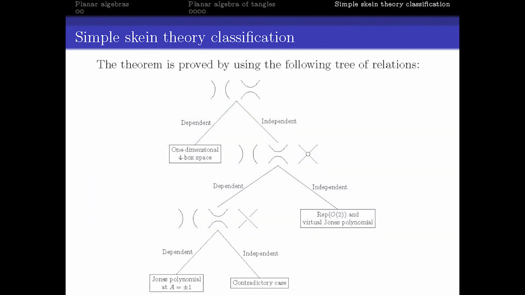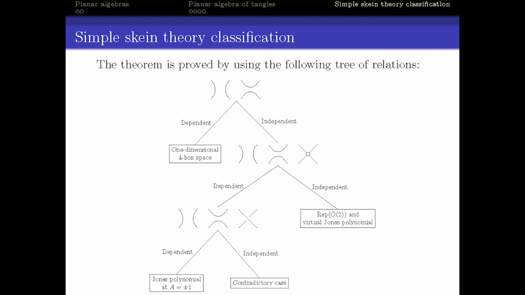I arrived at this classification following this flowchart. First, if the cup cap and the identity are dependent, I get a one-dimensional four-box space, which automatically implies a relation between the overcrossing and the virtual crossing, meaning the planar algebra would be fully flat. I don't want that, so we're not going to consider that case. If the two are independent, then we ask about the identity, the cup cap, and the virtual crossing. If those are independent, we get this interesting Rep O2 case and the virtual Jones polynomial.